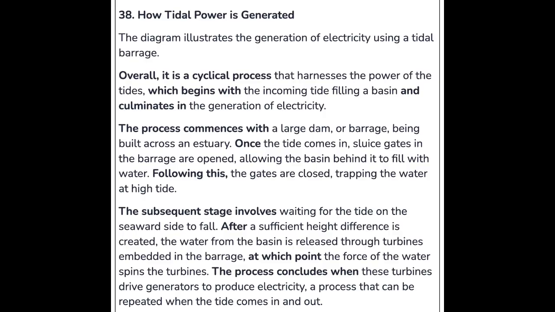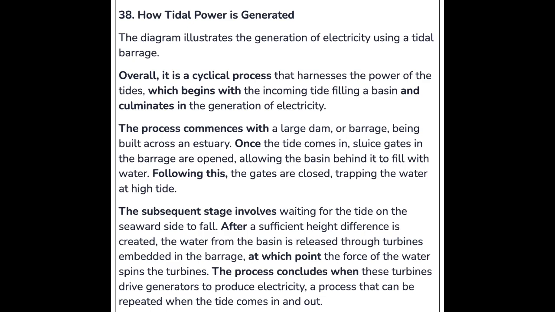The process commences with a large dam, or barrage, being built across an estuary. Once the tide comes in, sluice gates in the barrage are opened, allowing the basin behind it to fill with water. Following this, the gates are closed, trapping the water at high tide. The subsequent stage involves waiting for the tide on the seaward side to fall.